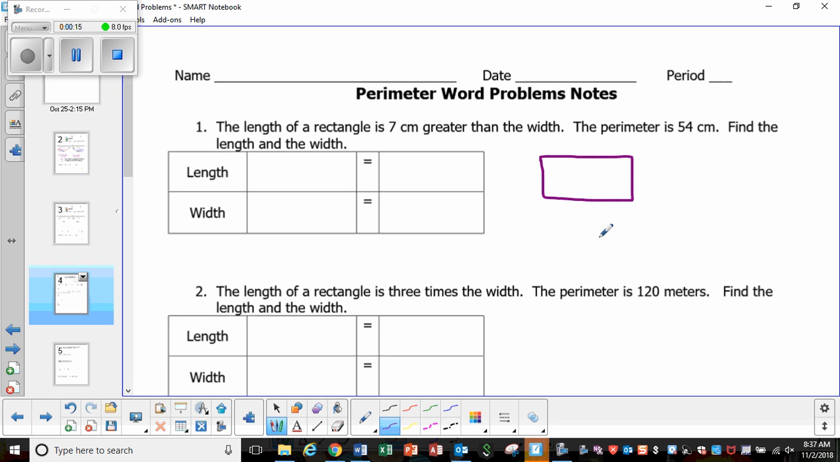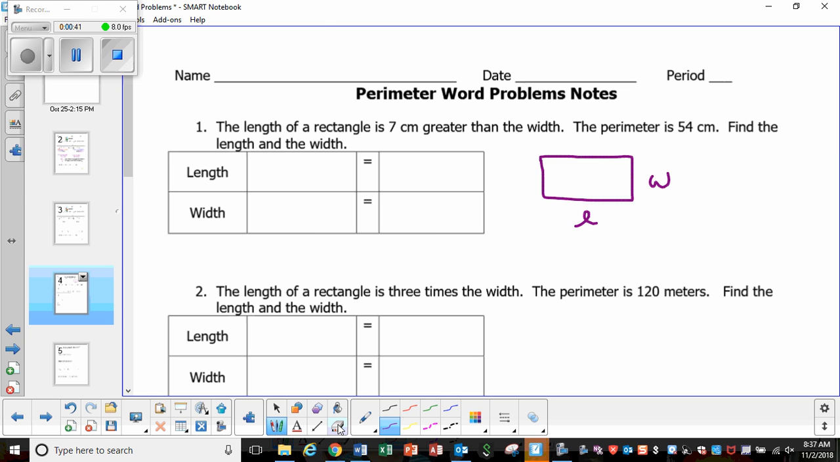So we know that in a rectangle, this is the length and this is the width. And we know that perimeter is the distance around. So when we're trying to find the perimeter of a rectangle, if I told you that the length, for example, is 10 and the width, for example, is 5, you would add 10 plus 5 plus 10 plus 5. But I didn't give you values. I only gave you values for the total perimeter.